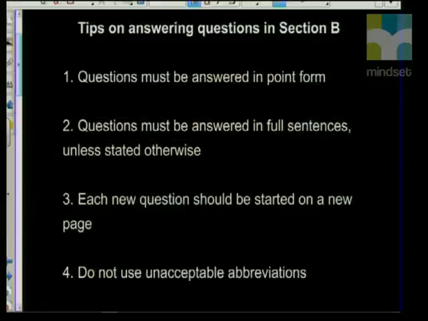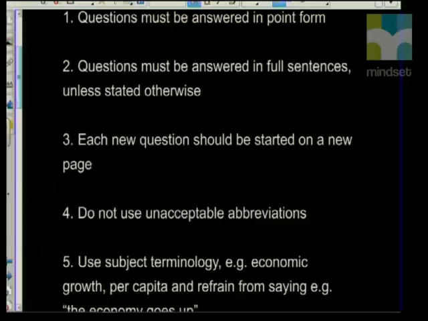The questions must be answered in point form. Even though you answer the questions in point form, it is very important that you answer in full sentences, because if you only write one word answers, some of the meaning of that answer might go missing. So point number 2 says questions must be answered in full sentences unless stated otherwise. If the question specifically says write only true or false or write only one word, then you should follow that instruction.